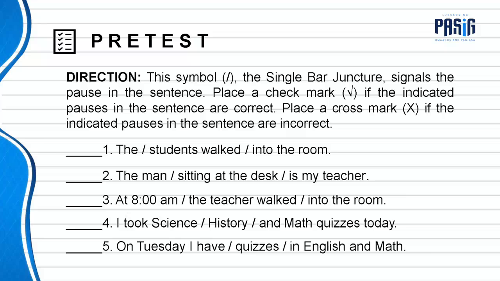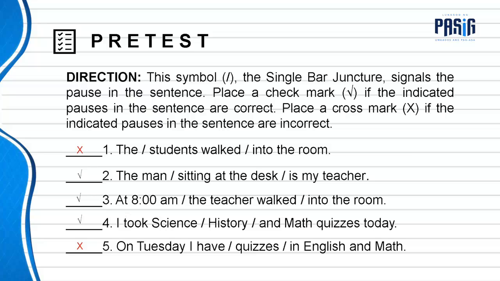Here are the answers to the pretest. Were you able to get the correct answers? That's great! As you can see, only number 1 and 5 are incorrect. In number 1, the pause should be between the words walked and into. It can be read as, the students walked into the room.